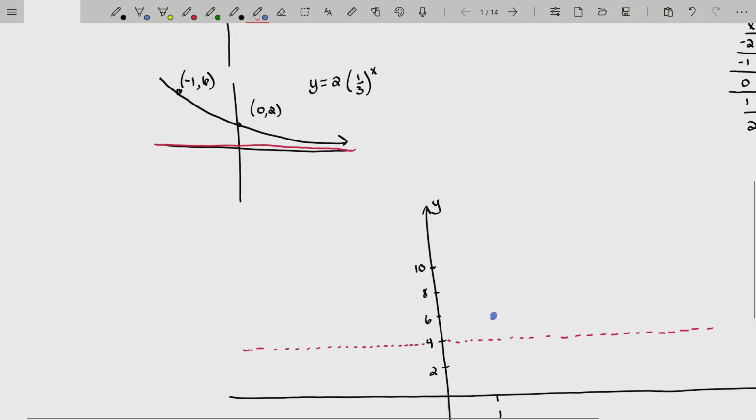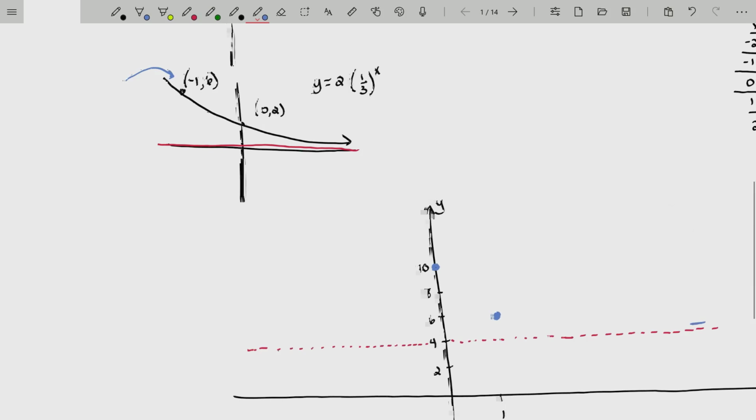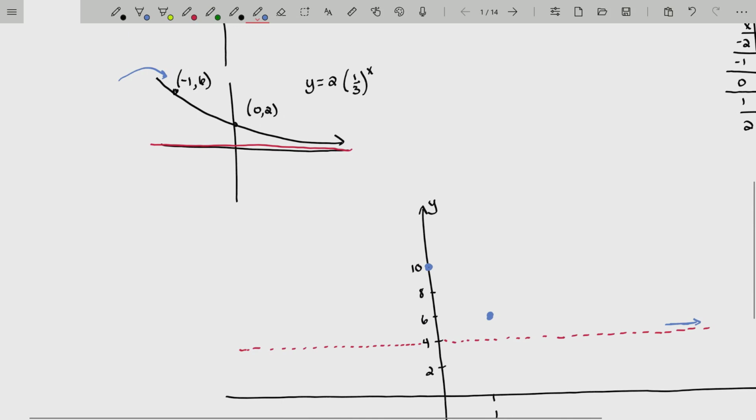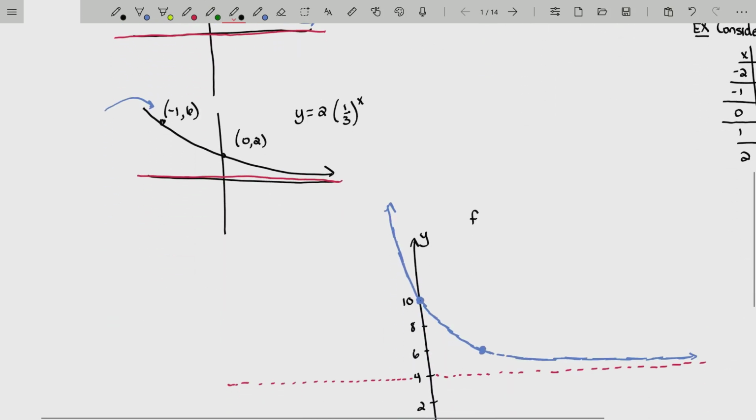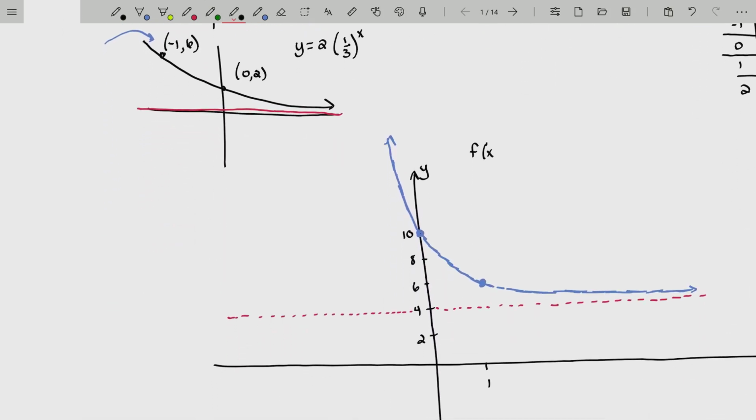And our other point, which is at -1, 6, is now at 0, 10. Something like this. And really, I only need those 2 anchor points, and I can graph the rest of this curve. Now, it is going to be approaching this horizontal asymptote, and I'll go ahead and try to chicken scratch out the graph. And there we go. I think that's pretty good. This is going to be, again, I think it was f that we called that. Yeah, f of x is equal to 2 times 1/3 x minus 1 plus 4.